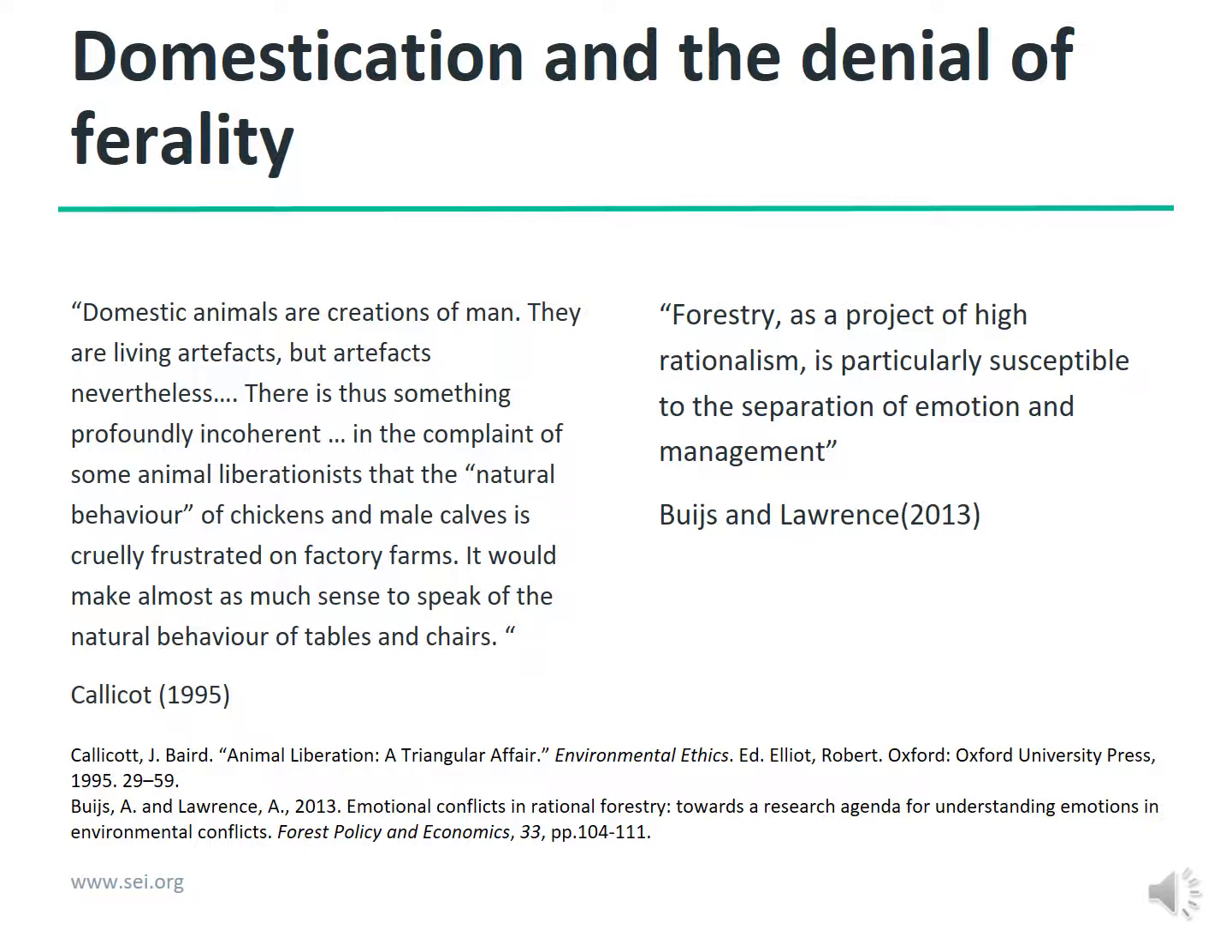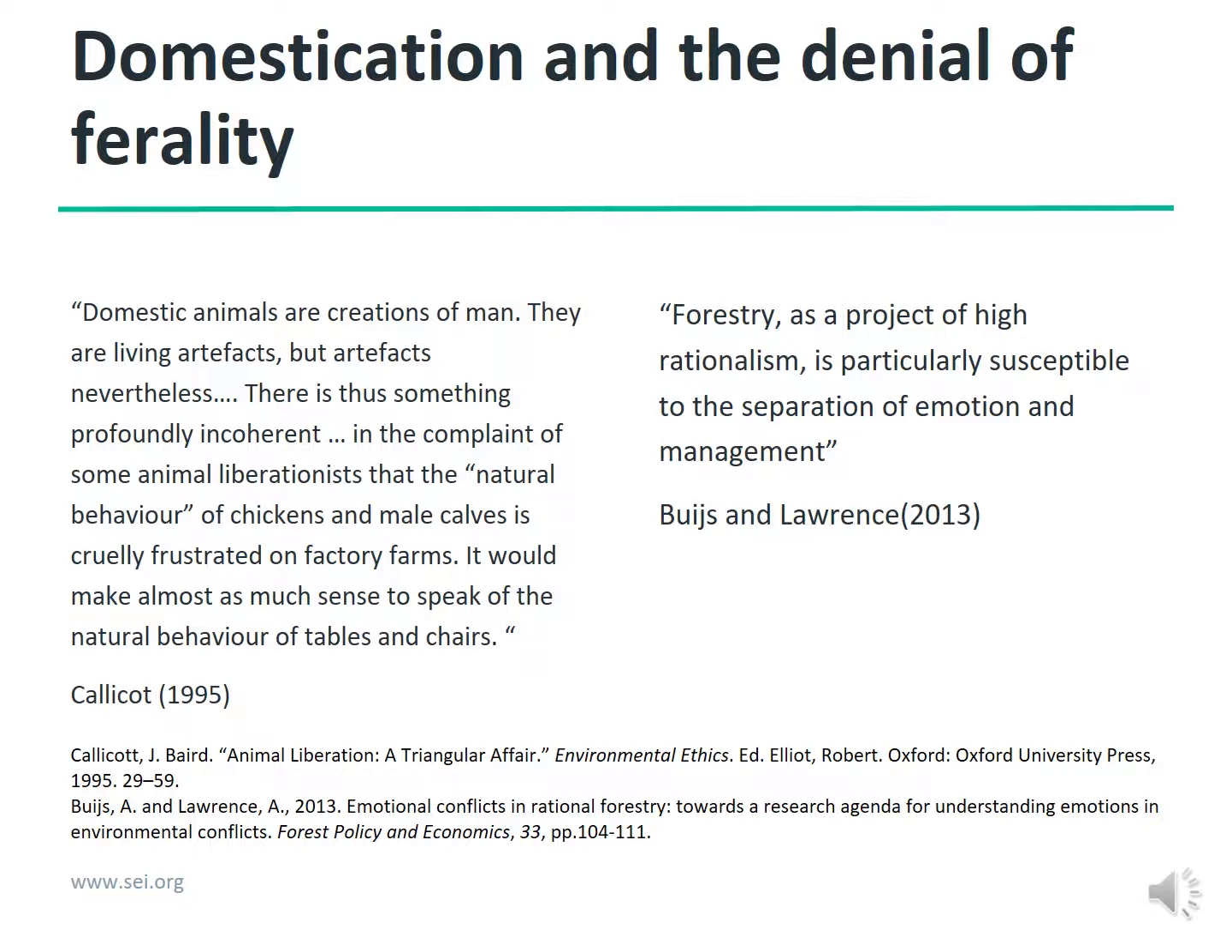Domesticated animals are creations of man. They are living artefacts, but artefacts nonetheless. There's something profoundly incoherent in the complaint of some animal liberationists that the natural behaviour of chickens and male calves is cruelly frustrated on factory farms. It would make almost as much sense to speak of the natural behaviour of tables and chairs. Domestication denies agency.